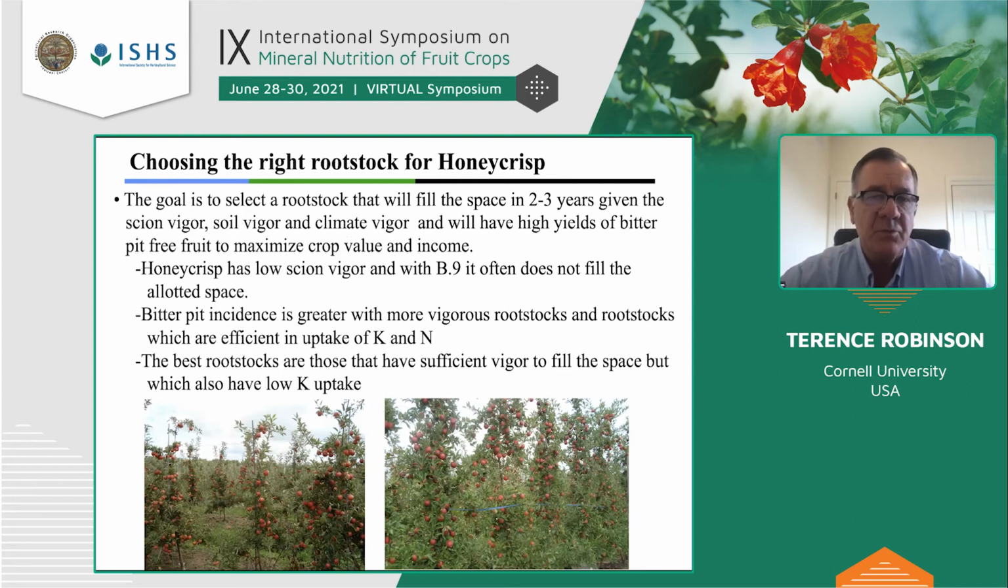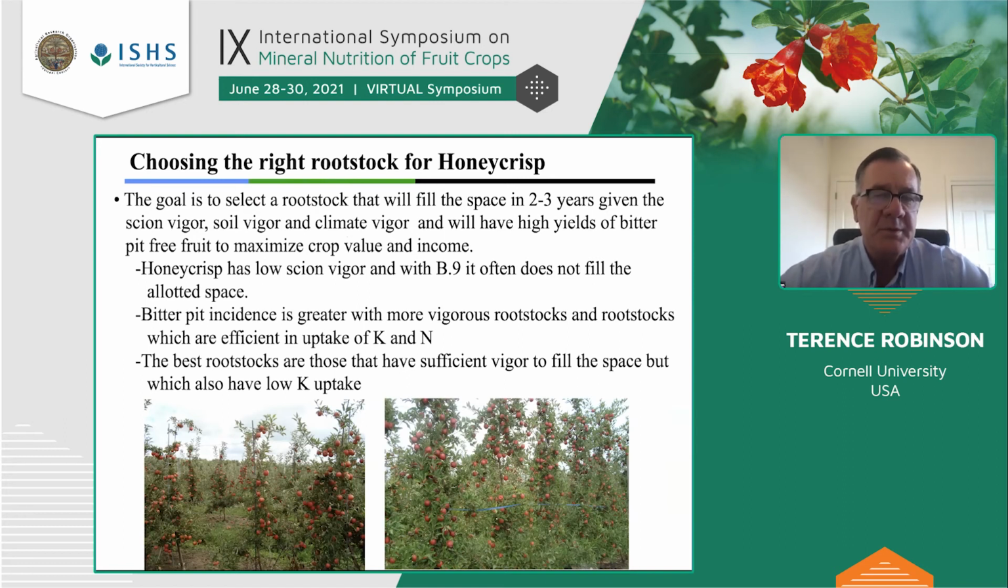With Honeycrisp, since it's a weak-growing variety, the goal is to select a rootstock with enough vigor to fill the space in 2 to 3 years, based upon the scion vigor, the soil vigor, and the climate vigor, and that will have high yields of bitter pit-free fruit.